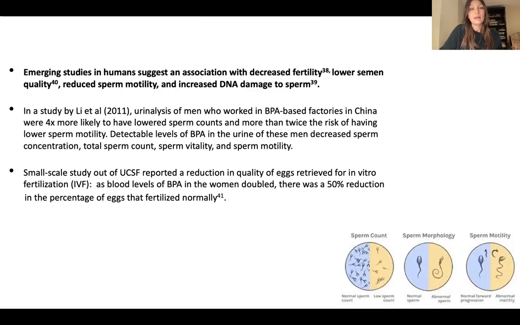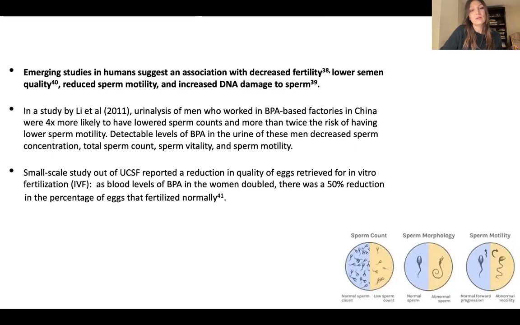And in a study by Lee, there was a urinalysis performed of men who worked in BPA-based factories in China. And it was found that those men were 4 times more likely to have lowered sperm counts and more than twice the risk of having lower sperm motility. So detectable levels of BPA in the urine of these men had decreased sperm concentration, total sperm count, sperm vitality was lowered, and sperm motility.